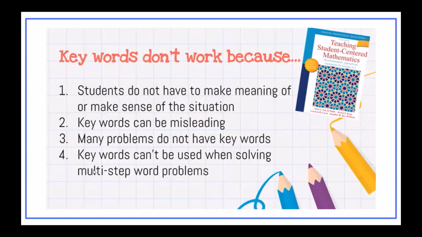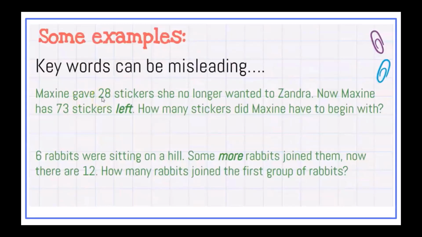Today, we're going to look at a couple of examples why, but I wanted you to know that all of this research was pulled from John Van de Walle's book, Teaching Student-Centered Mathematics. So let's take a look at some examples of why keywords can be misleading.